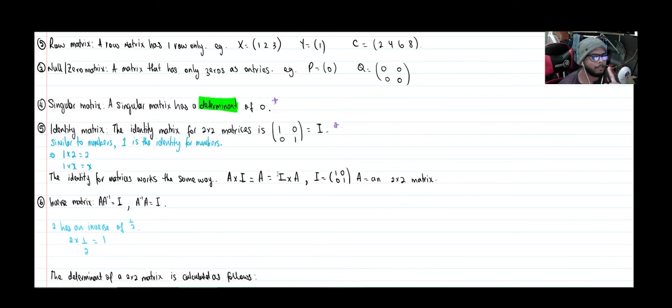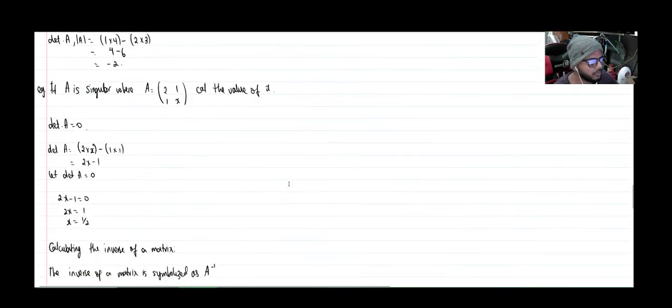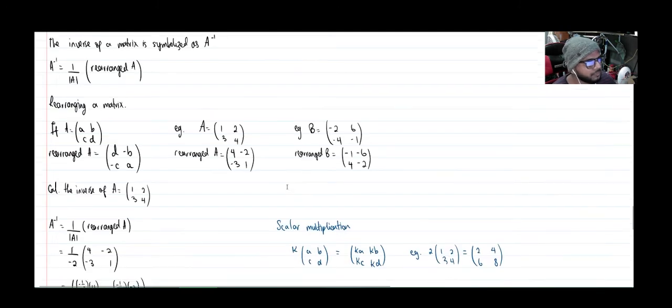But remember, matrix multiplication is a little different from our regular multiplication of numbers. So let's do an exercise. Is matrix multiplication commutative? Let's check and see.